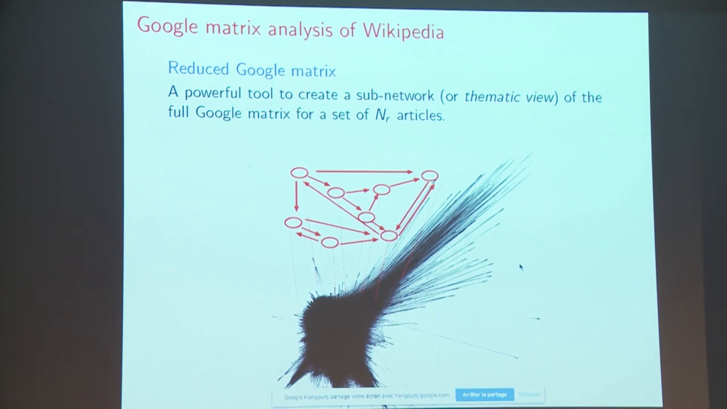So Klaus, I think, has already introduced the reduced Google matrix theoretical foundation. The idea is to use this powerful tool to create a subnetwork vision, like a thematic view of the full Google matrix for a set of articles of Wikipedia. For instance, I'm interested in painting and I want to know, from all those 40 very important painters, how do they influence each other? This is a question I can ask myself, and how they are related maybe to world countries, like the 40 top countries I've identified before.